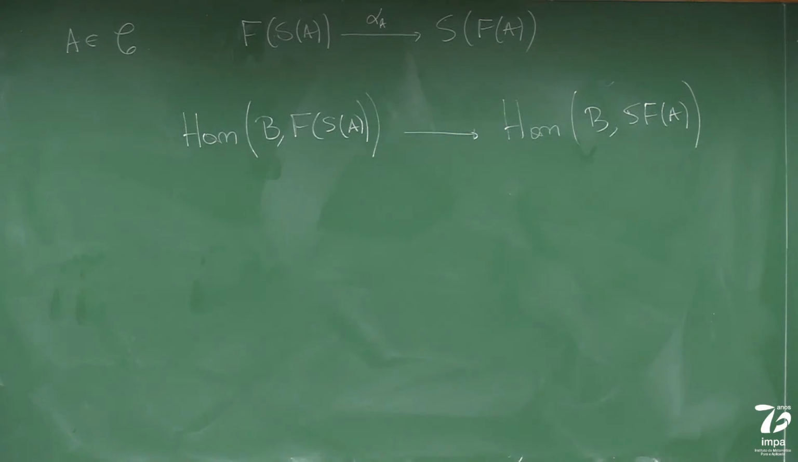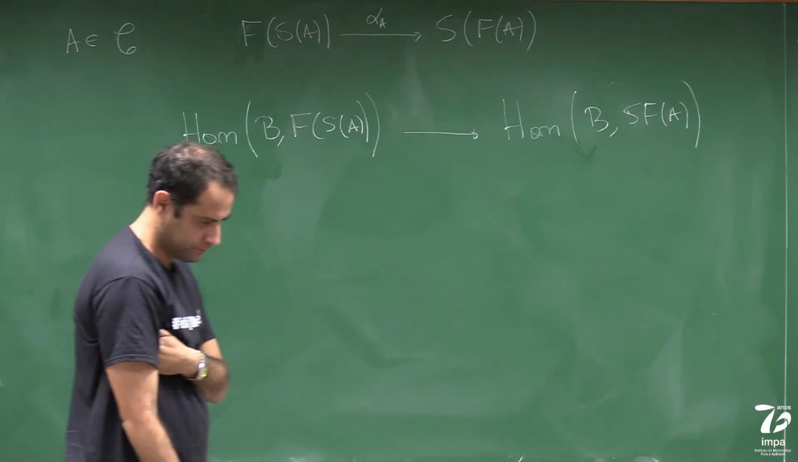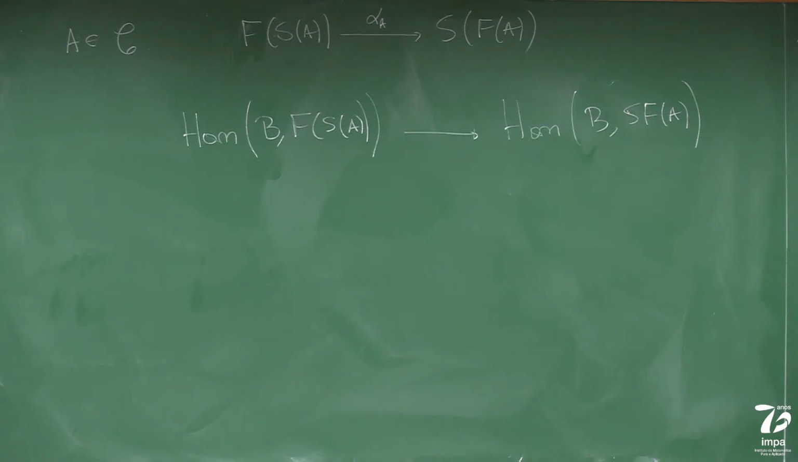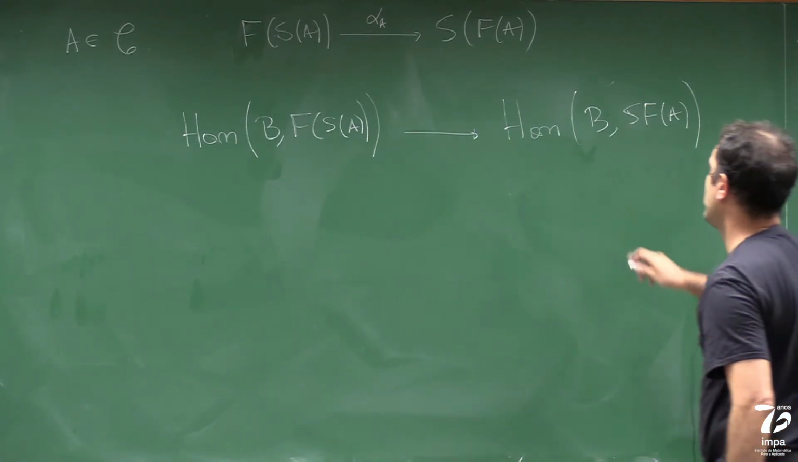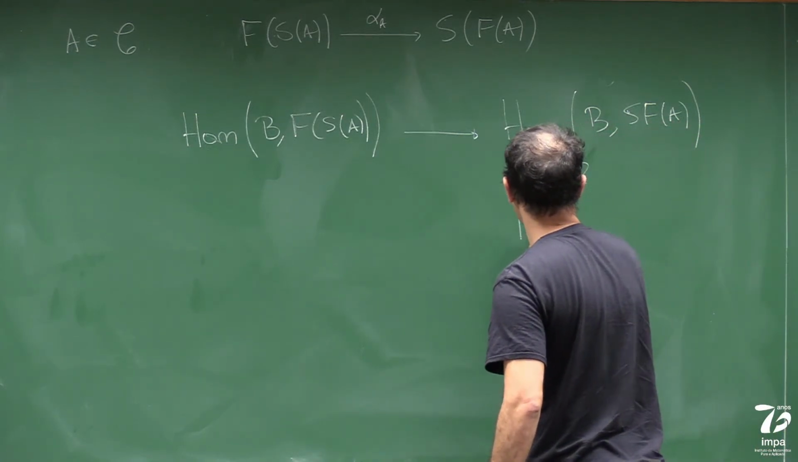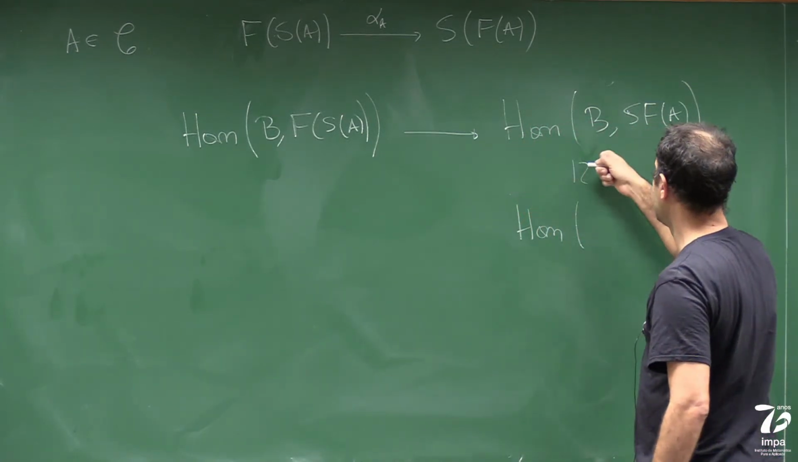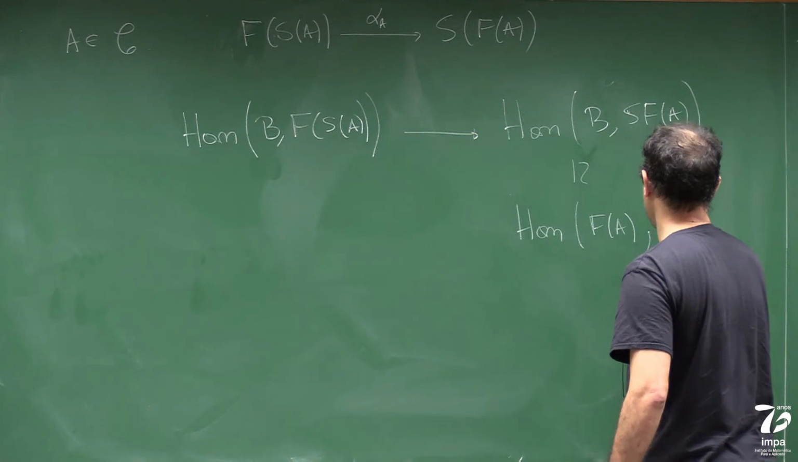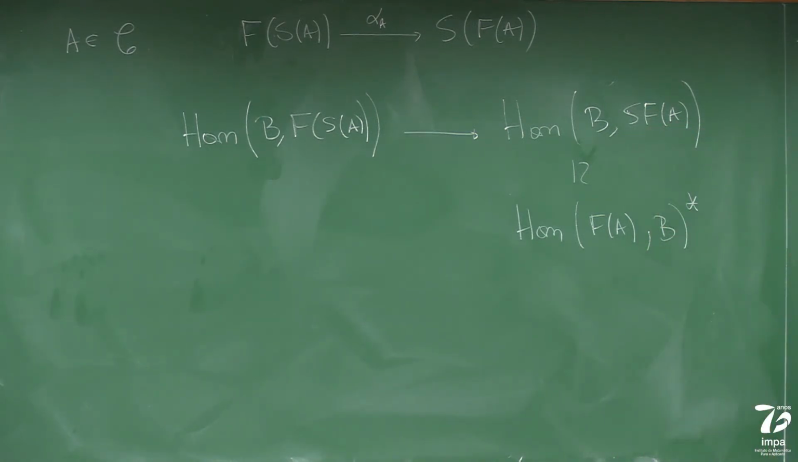So we want to use the fact that both F and S are equivalences. I'm horrible at doing these things on the board. Okay, so let's use this. It's the same thing as Hom. By definition of Serre duality, this is the same thing as Hom from FA to B dual. I'm using here that the spaces are finite dimensional, because I'm taking a dual of a dual.